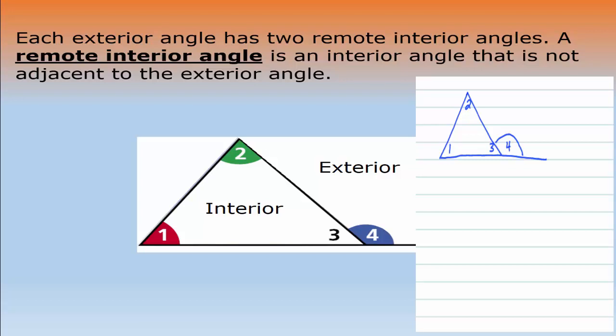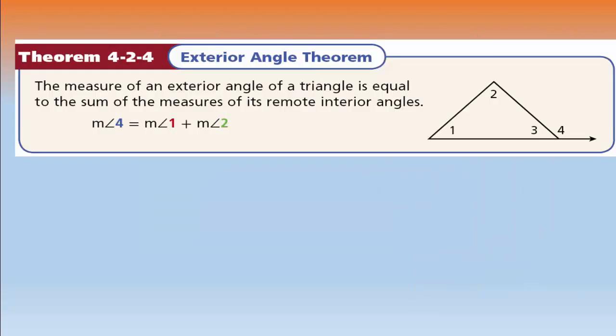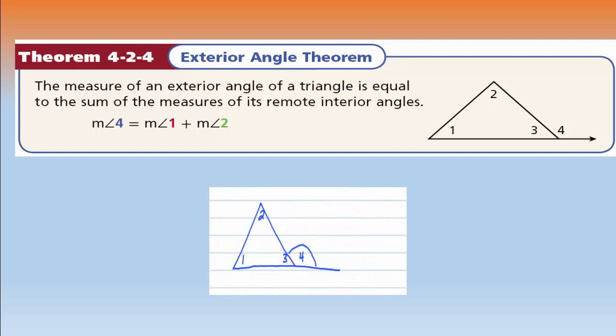And that knowledge will help us with our definition of the exterior angle theorem. The exterior angle theorem states that the measure of an exterior angle of a triangle is equal to the sum of the measures of its remote interior angles. So as we get to practicing this, we'll notice that the measure of angle 1 plus the measure of angle 2, those two remote interior angles, will be equal to the measure of angle 4.